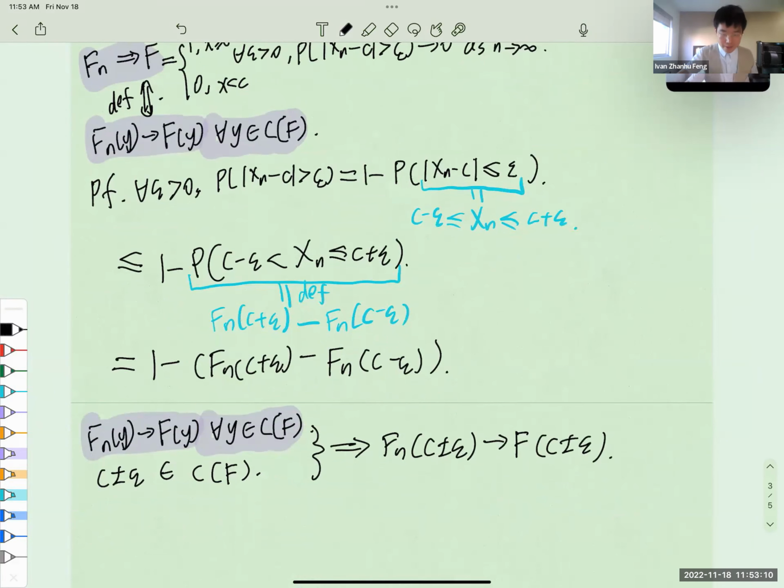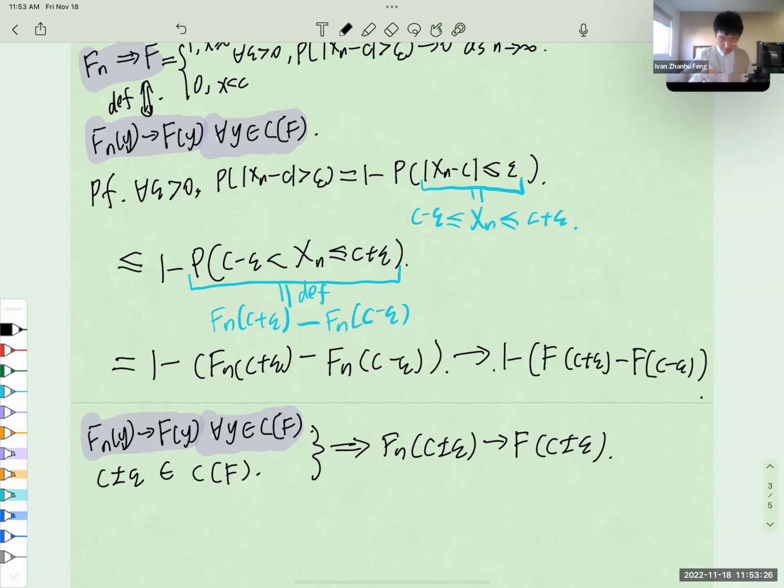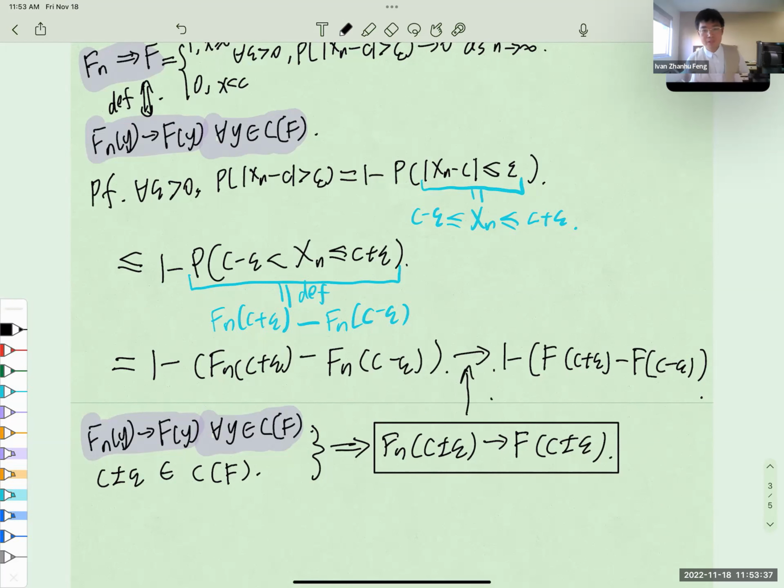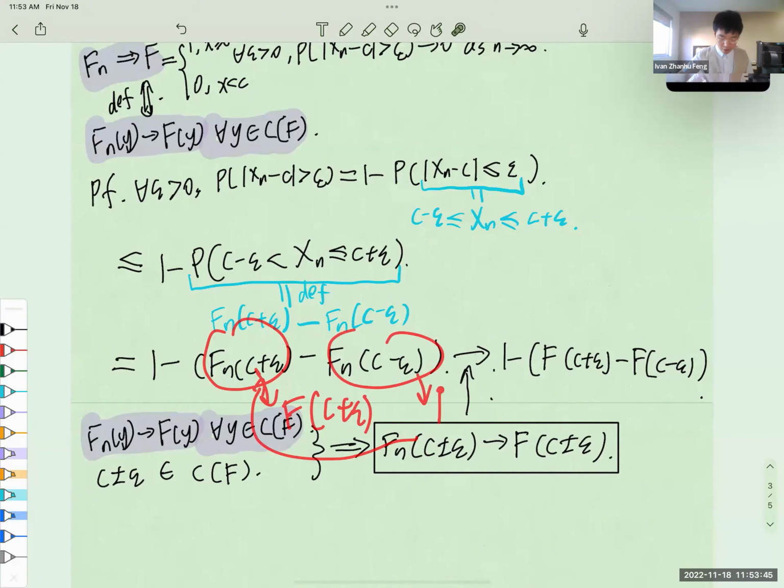All right, so next, we can now deduce that this difference goes to 1 minus F of C plus epsilon plus F of C minus epsilon by this conclusion here. Is that clear? Because Fn of C plus epsilon goes to F of C plus epsilon by this, and this one likewise goes to capital F of C minus epsilon. So that's it.